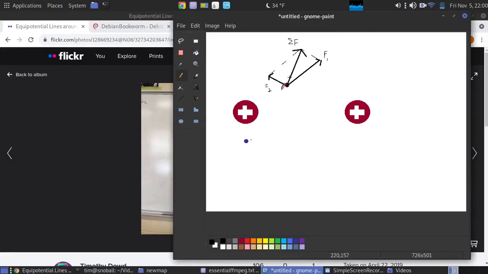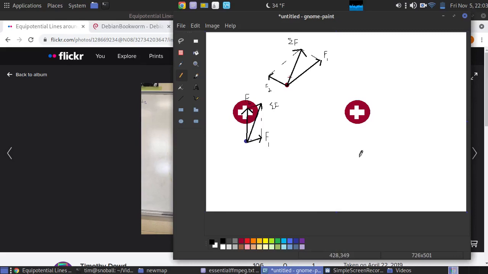Of course, as the particle accelerates along this, it's going to change its location, and the direction of net force is going to be changing. So it gets pretty complicated. I'll throw in the forces for the negative charge now. So we can see that the negative charge is attracted to the positive charges, giving this net force in this location.